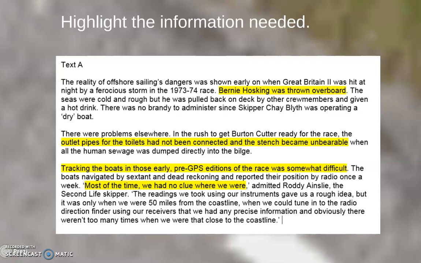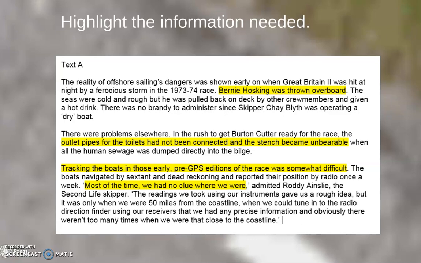In the third paragraph, I've highlighted 2 things that I'm planning on linking together to form my final point. The fact that the crew had no idea where they were is clearly a hazard, but the text also gives a reason for this, the fact that they had no GPS. So I'm going to link these together to form the third point.